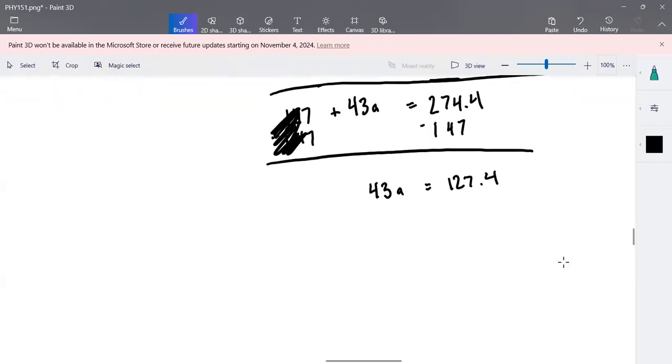The very last step here, before rounding and writing out my final answer, is dividing both sides by 43.